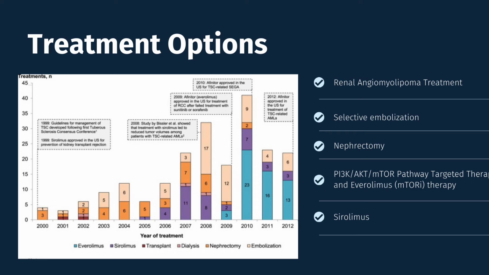Another treatment includes nephrectomy, which refers to the surgical removal of tumors. There are also various therapeutic options, such as everolimus therapy, which basically reduces the blood supply and reproduction of abnormal cells. Drugs, such as sirolimus, can also be taken to prevent organ transplant rejection. If you take a look at the graph on the left, it showcases the various treatment options used over the years. It is evident that the use of everolimus therapy, transplants, and immobilization increased drastically since 2009.